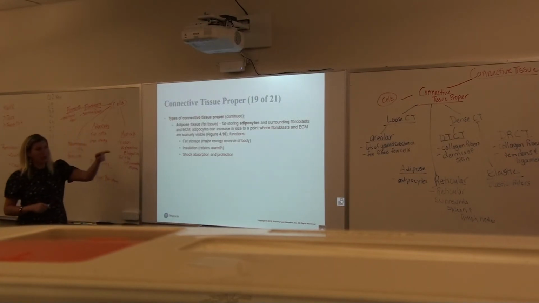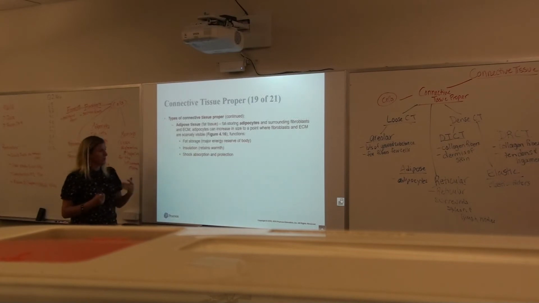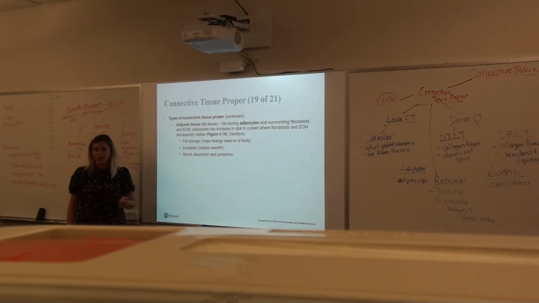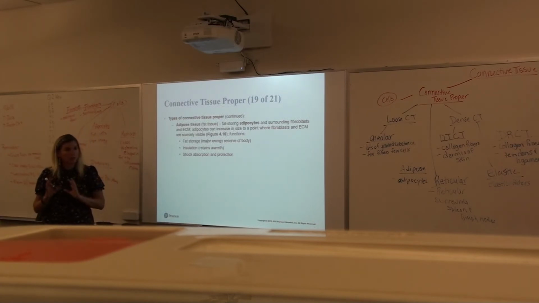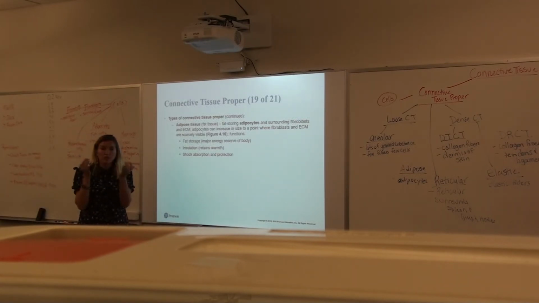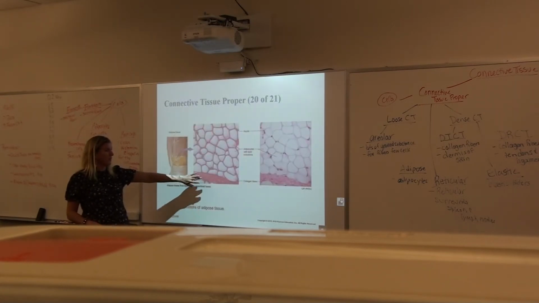Adipose tissue, I mentioned adipose already. It is a type of loose connective tissue, although your book doesn't quite classify it as that. It's for storage and insulation, shock absorption, and it surrounds and protects organs like our kidneys. Your kidneys are in your back. They don't have a lot of bony protection because they're below your rib cage, so they're surrounded by fat. That's the only protection your kidneys have. There's that adipose tissue.